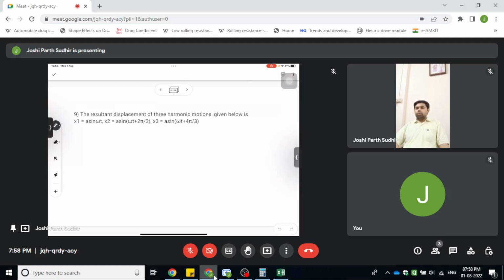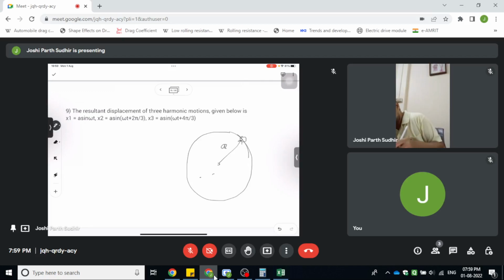So here it has been asked about the resultant displacement of 3 harmonic motions. So for that, let us first see the equivalence between the simple harmonic motion and circular motion. So what is the relation between that? So let us consider that a particle is moving around a circle with, let us say, radius a, and it is moving around a circle with an angular frequency, let us say, omega.